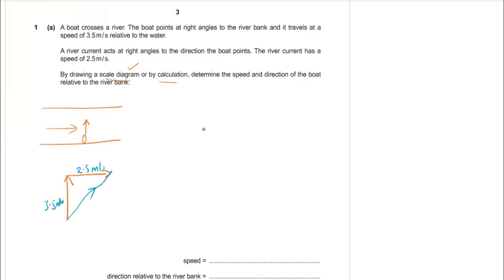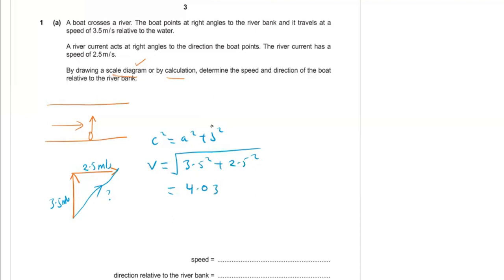So to find this particular part here, we'll use c squared is equal to a squared plus b squared. That means our c here is the speed we're looking for. So c will be equal to the square root of 3.5 squared plus 2.5 squared. That gives us 4.301. So into two significant figures, that will be 4.3 meters per second.